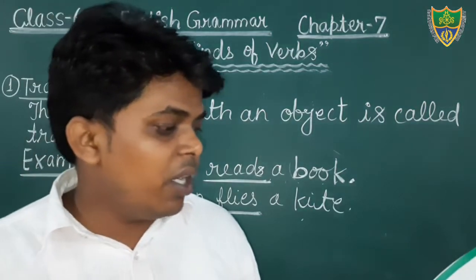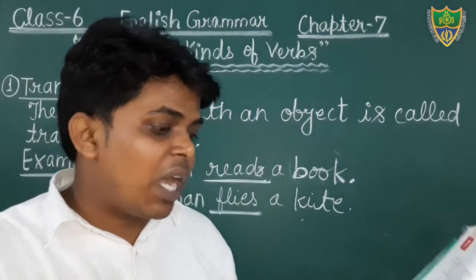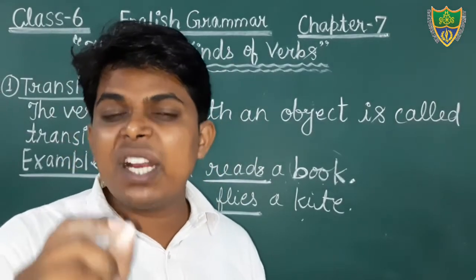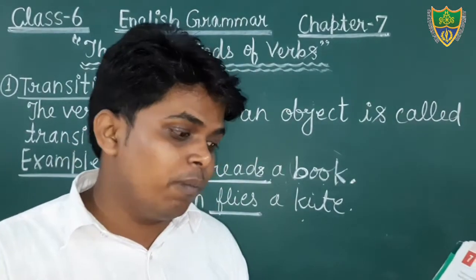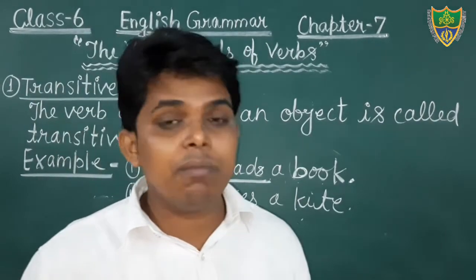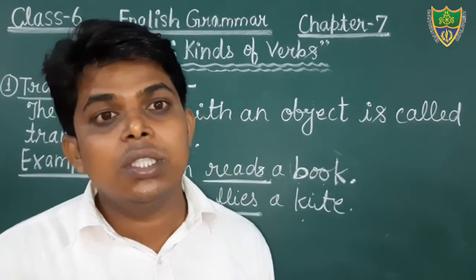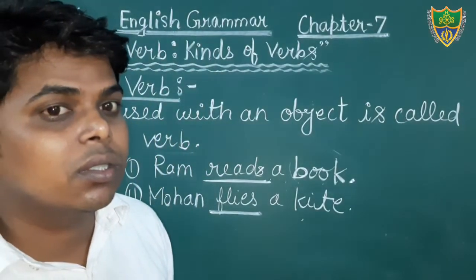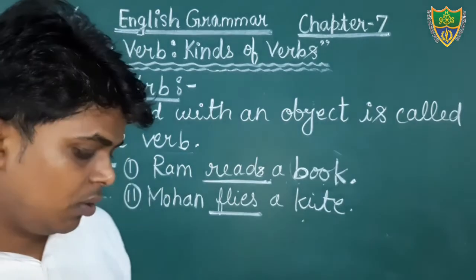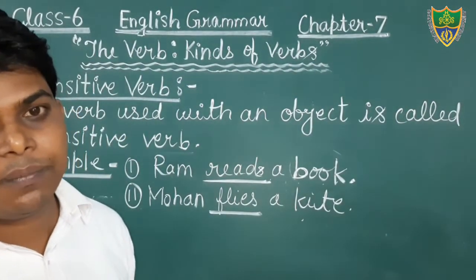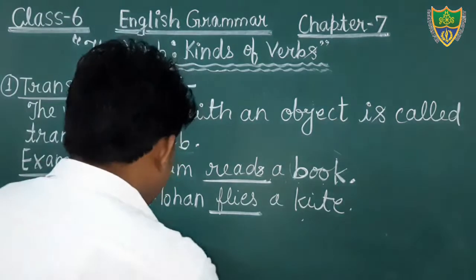Or indirect object: the object that answers the question whom. For example, she writes him a letter. She writes him a letter. Here, what is object? A letter. Okay? She writes him.